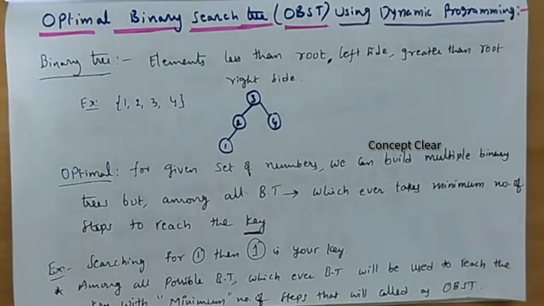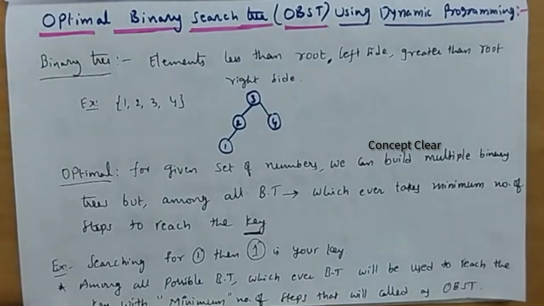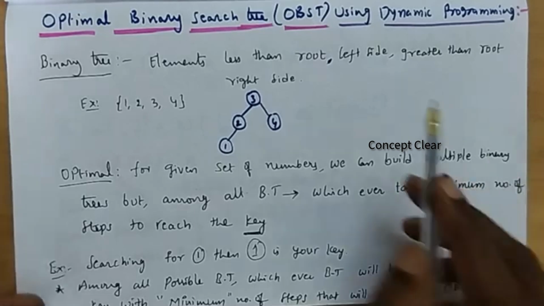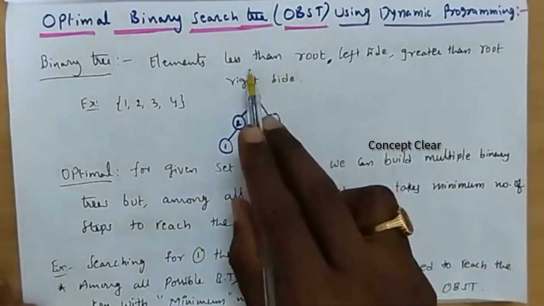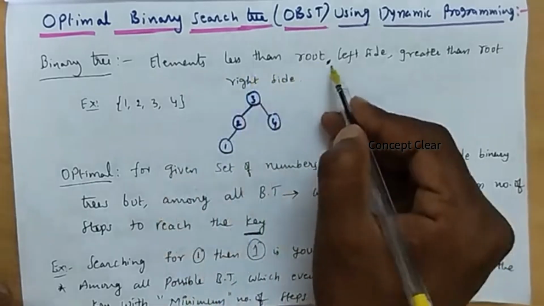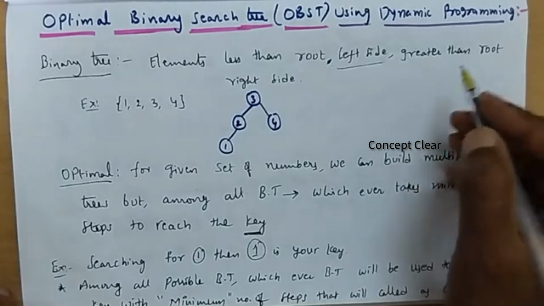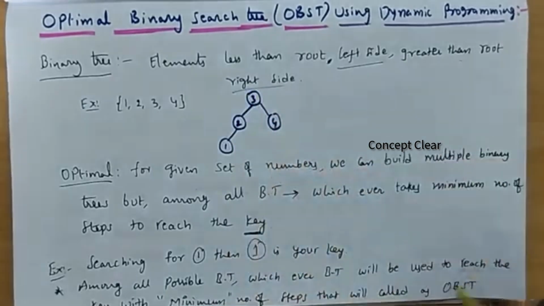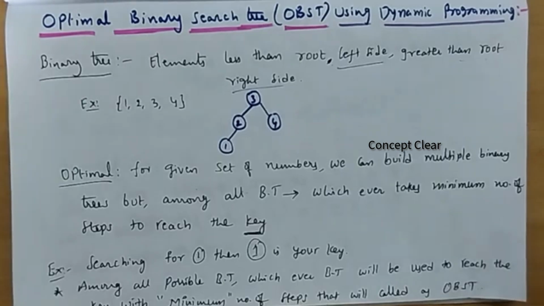Here it is one of the important topics in the third unit. What is the meaning of OBST? First of all, to start with OBST, optimal binary search tree, we should first discuss what a binary tree is. A binary search tree has elements less than the root on the left side and elements greater than the root on the right side. Those trees are called binary search trees.